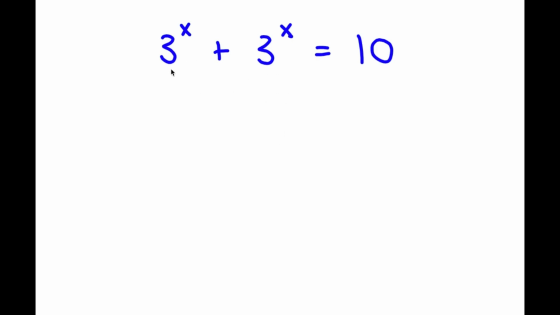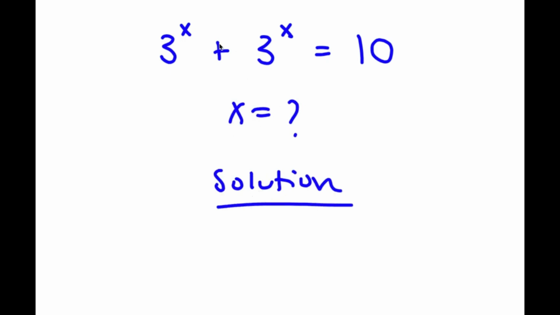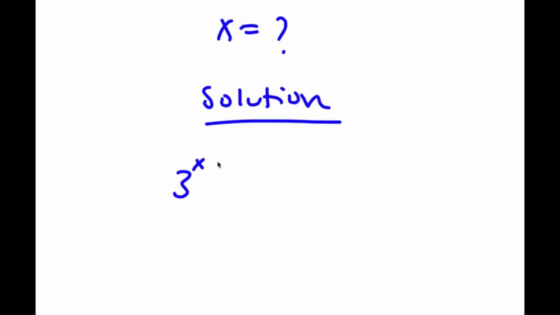Alright, so I have 3 to the power of x plus 3 to the power of x is equal to 10. So for this problem, I want to find the value of x. So for my solution, I'm going to first start by factoring out 3 to the power of x for my left-hand side. So now I have 3 to the power of x times (1 plus 1) is equal to 10.